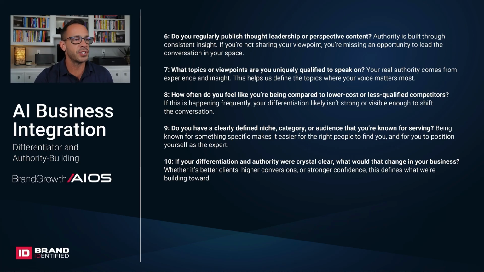Question number 8 is, how often do you feel like you're being compared to lower cost or less qualified competitors? If this is happening frequently, your differentiation likely isn't strong enough or visible enough to shift the conversation. Question number 9 is, do you have a clearly defined niche, category, or audience that you're known for serving? Being known for something specific makes it easier for the right people to find you and for you to position yourself as the expert. And then question number 10 is, if your differentiation and authority were crystal clear, what would that change in your business? Whether it's better clients, higher conversions, or stronger confidence, this defines what we're building towards.